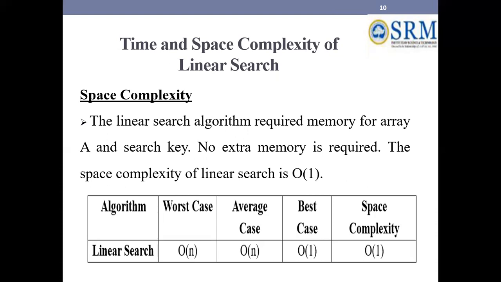See the table. So for linear search algorithm, worst case is order of n, average case is order of n, best case is order of 1, and the space complexity is also order of 1.